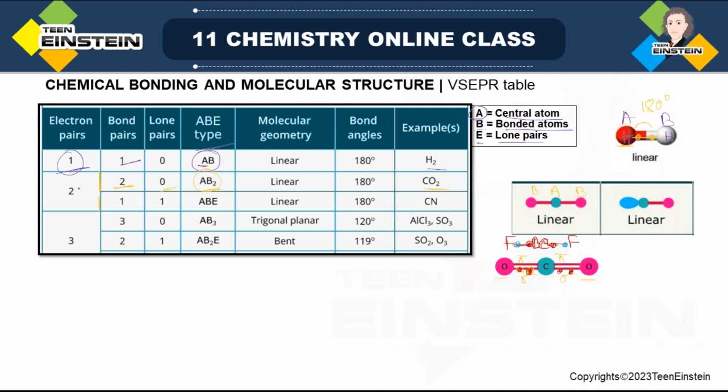Now come to the second possibility. If out of these two electron pairs, one is treated as bond pair, another one is treated as lone pair, then the type will be ABE, because E means lone pair. So central atom A, that will be in the middle position. One side, this is A, this is E, and this is B. So on one side there will be a lone pair, another side there will be B atom. Corresponding example you can take cyano.